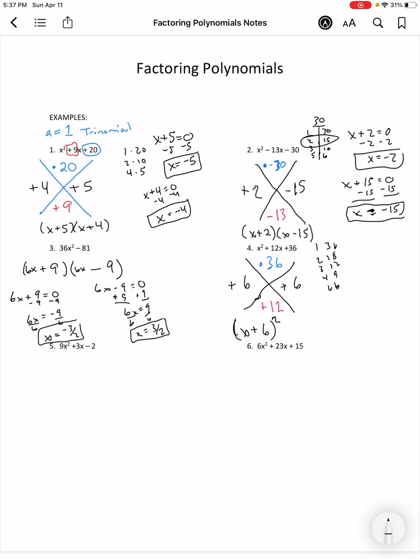Again, I can set that equal to 0 because it's the same. That means that we're only going to have 1 zero, so that means the vertex is going to touch the x-axis. I would subtract 6 from both sides, so x equals a negative 6. And again, I can graph the original, graph my solution, and they should match up.